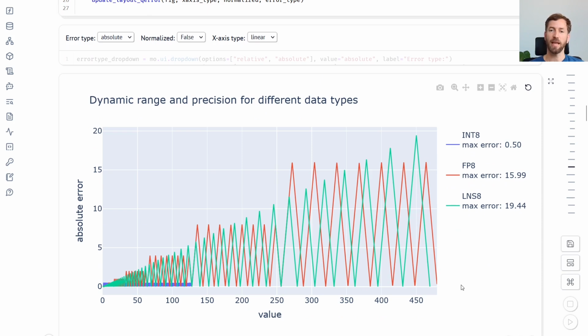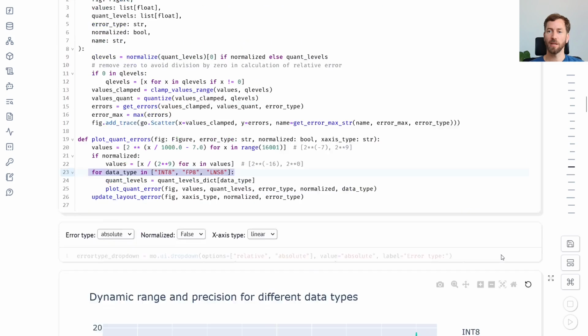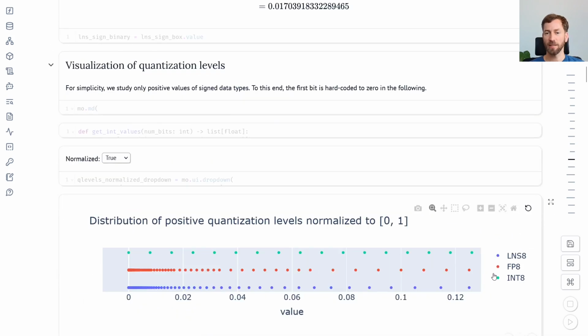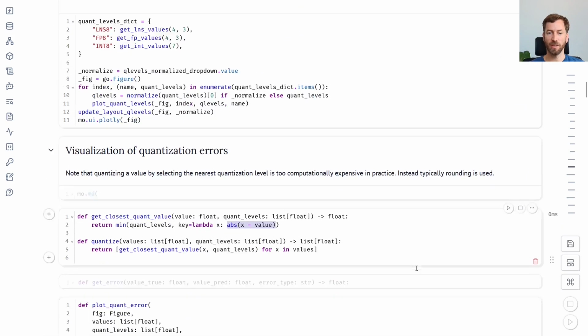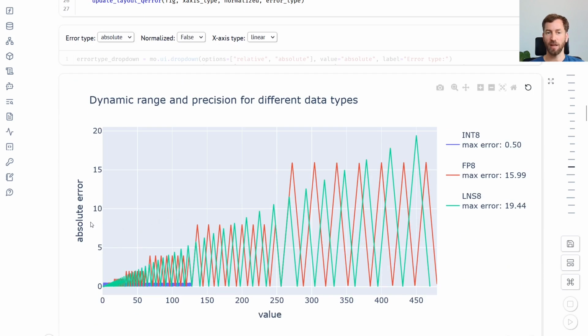So here, the absolute error. Integers have the smallest absolute error, whereas for floating point and logarithmic data types, the absolute error grows with the value. So let's just scroll up again and let's reset the view. So for floating point and logarithmic data type, the distance between quantization levels is rather large for large values, and this explains why we also have a large absolute error here.